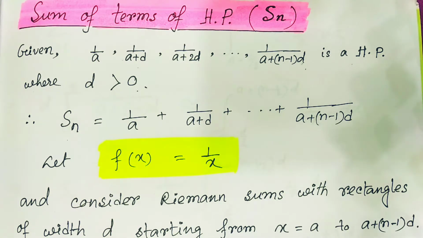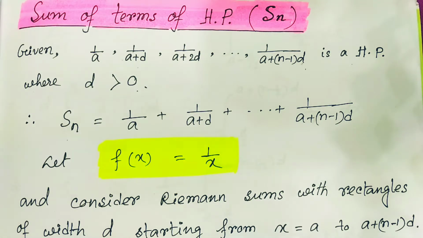Usually the sum of an HP is very uncommon. In my previous video on HP, I just showed you the formula for its summation, but I did not discuss how this formula comes about. So for that I am making this separate video. In this video we are going to find out, if a harmonic progression is given and we add its terms, how we find its summation.